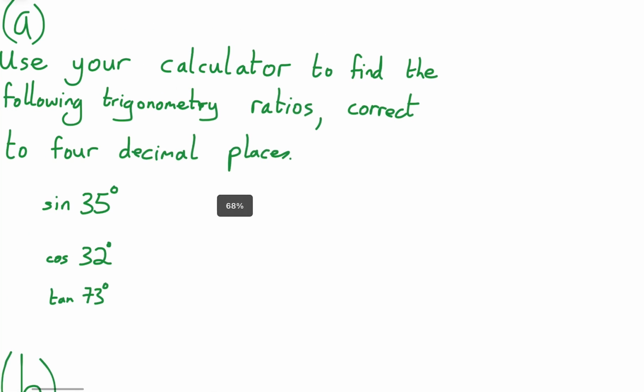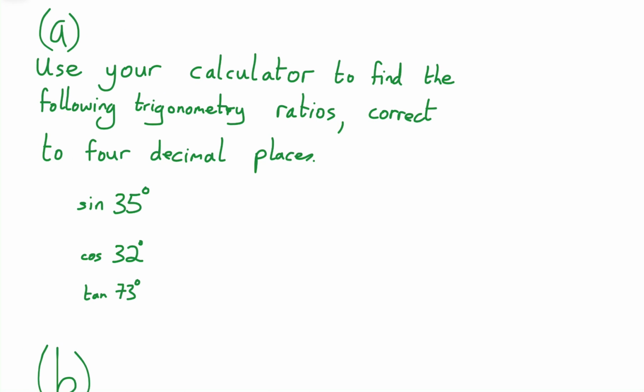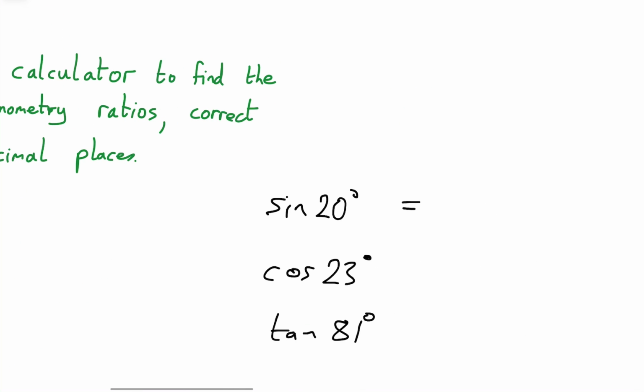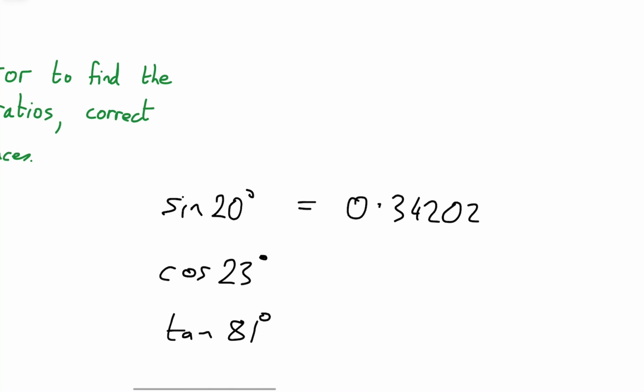Now, next example: use your calculator to find the following trigonometric ratios, correct to 4 decimal places. This could not be easier. We just need to put these in the calculator. If I was asked for, let's say, sine 20 degrees, cos of 23 degrees, and tan of 81 degrees, I just put those in my calculator. So sine 20 is 0.34202, and so on, and it did say 4 decimal places, so I'm looking at this digit, which suggests I should round down.